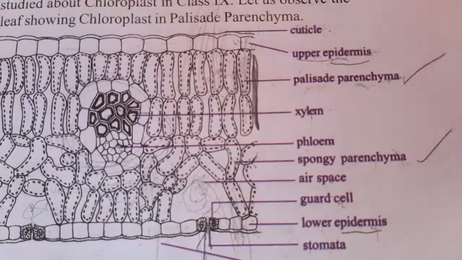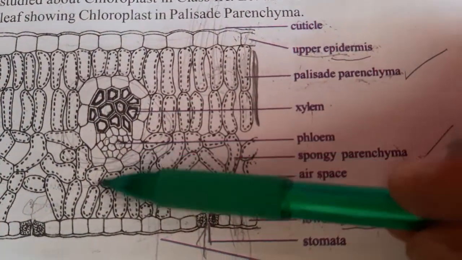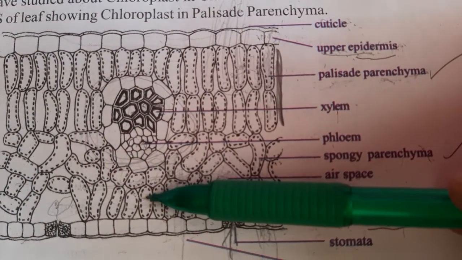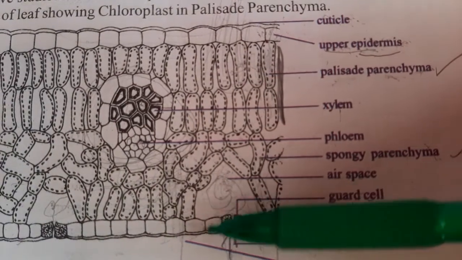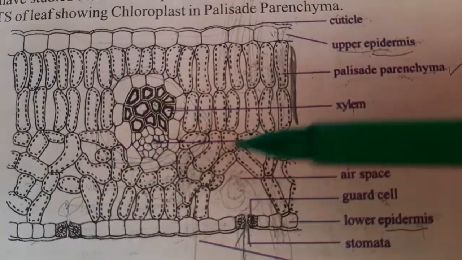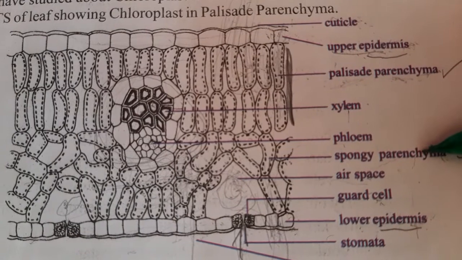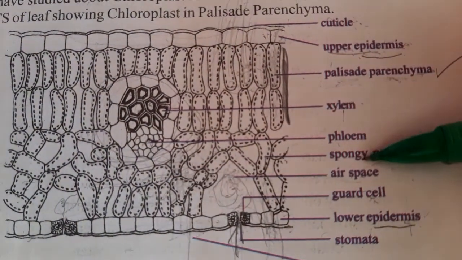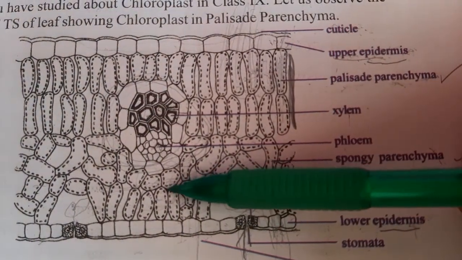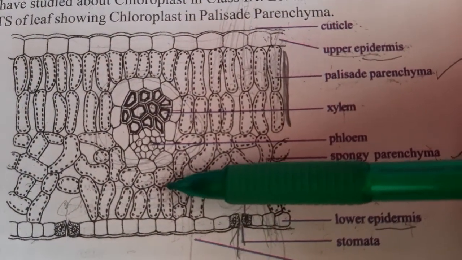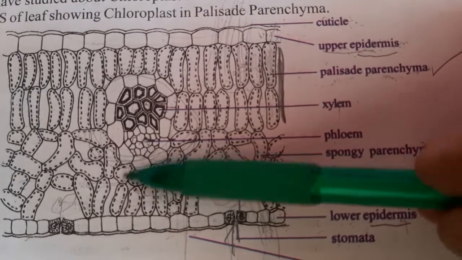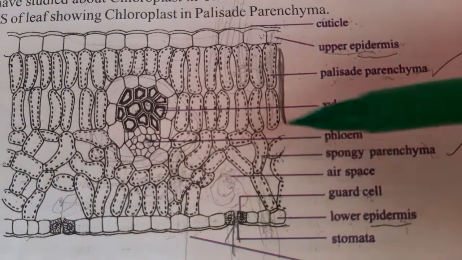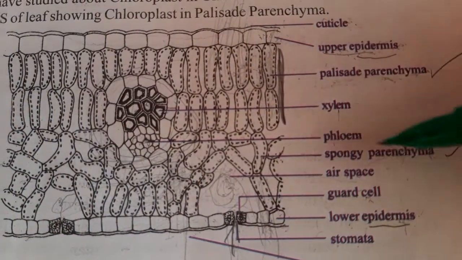Okay. Now students, come to the next tissue, this tissue. So the tissue which lies between palisade parenchyma and this lower epidermis. This tissue is called spongy parenchyma because this tissue appears like sponge. The cells of this spongy parenchyma are loosely arranged and irregularly arranged, so that it appears like sponge, so that this tissue is called spongy parenchyma.